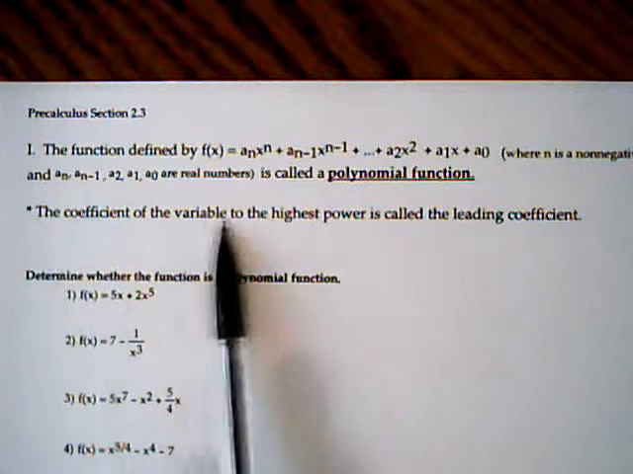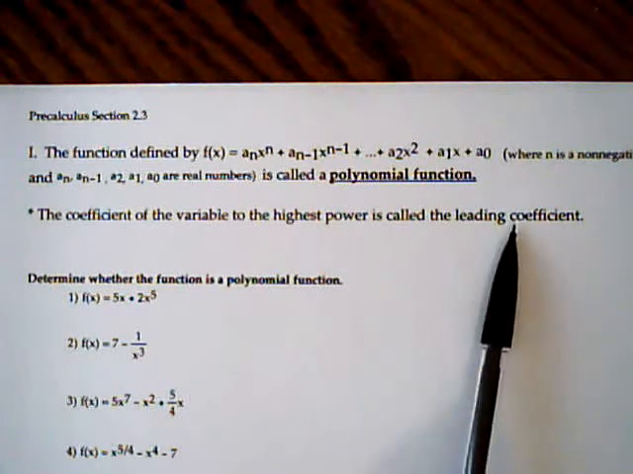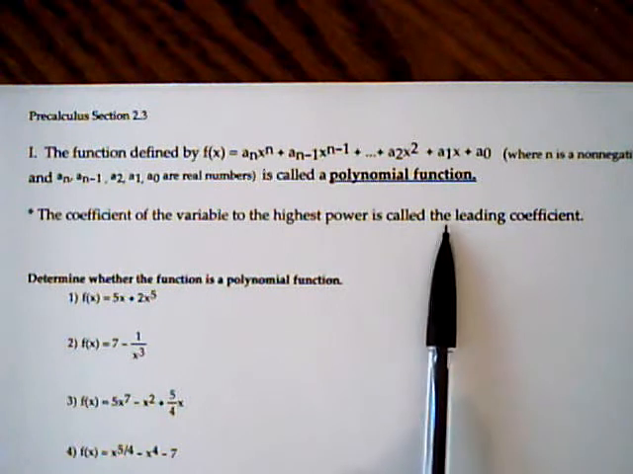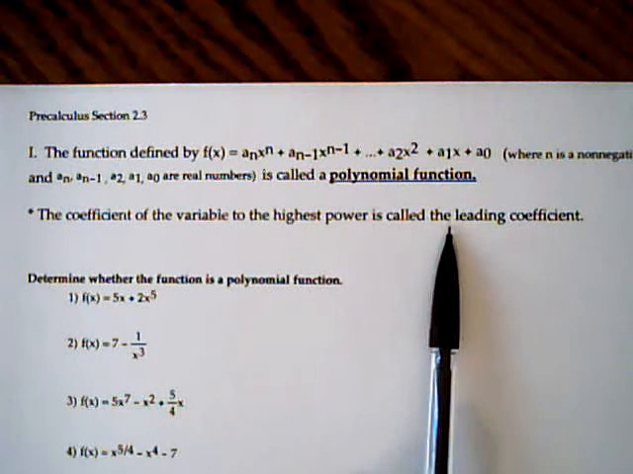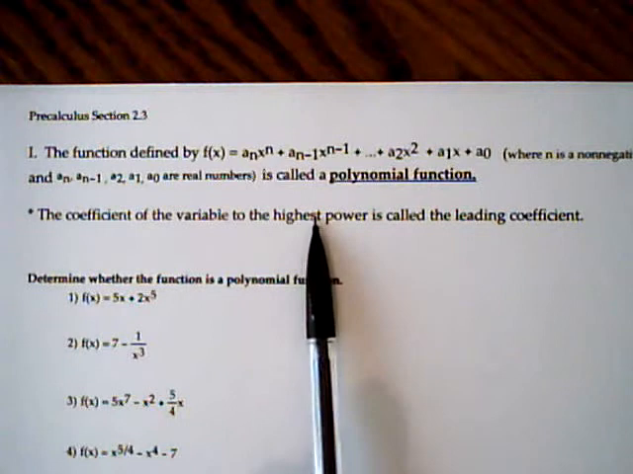The coefficient of the variable to the highest power is called the leading coefficient. Usually we say the leading coefficient is the first one, and if the polynomial is written in the correct order, then it will be the first one, but we say it's the variable of the highest power.